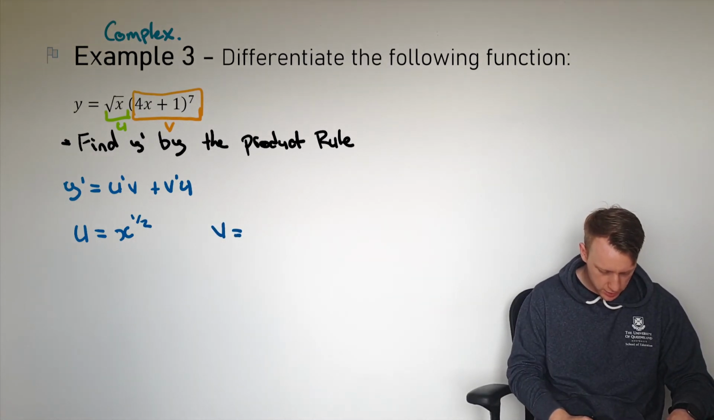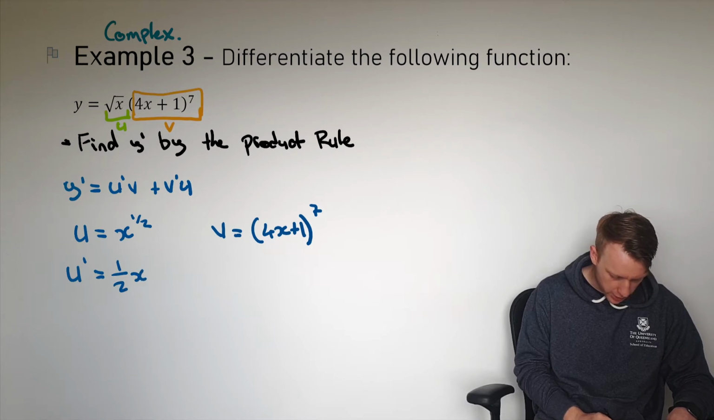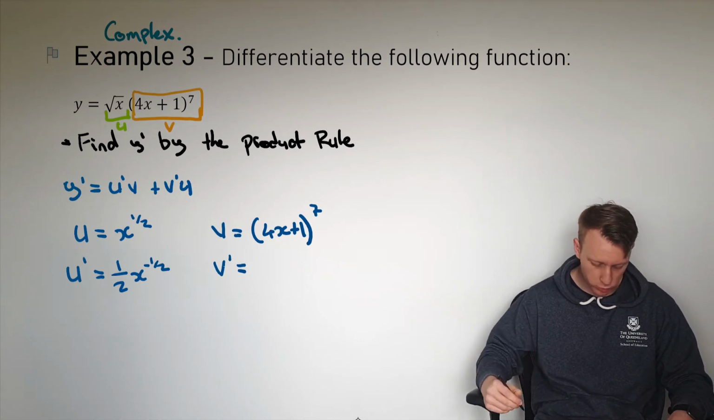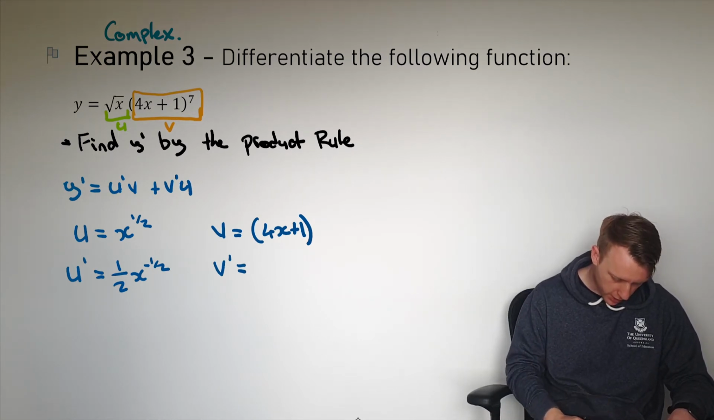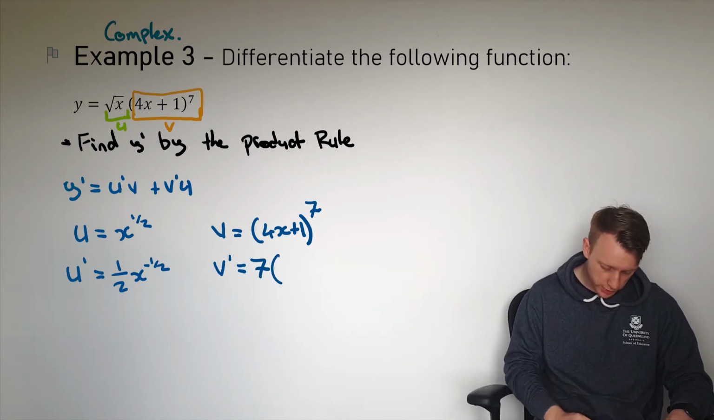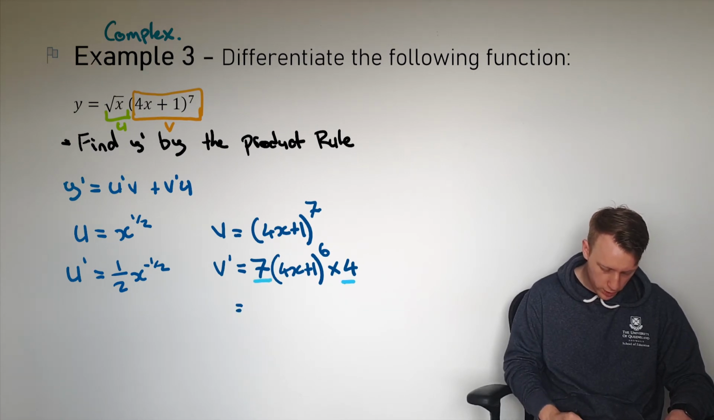I'm going to say v is this inside function to the power of 7. u prime is a half x to the power of negative a half, where v prime, that's just applying the power rule there, and this guy over here is to the power of 7. Okay, we know that 7 comes down, the inside function stays the same, to the power of 6, multiplied by the derivative of the inside function, which is 4. Clean that up, bring that 4 and 7 together, and we get 28 outside of 4x plus 1 to the power of 6.